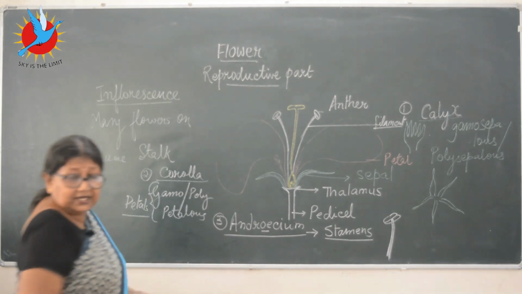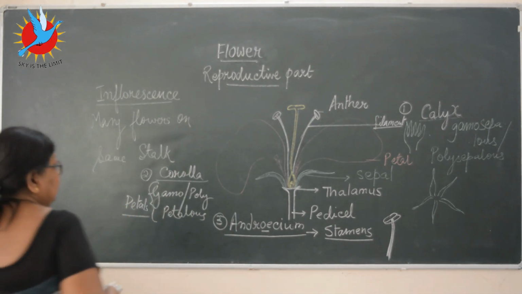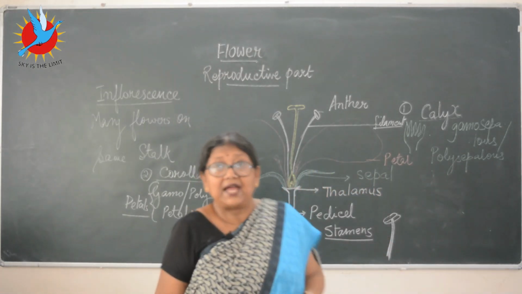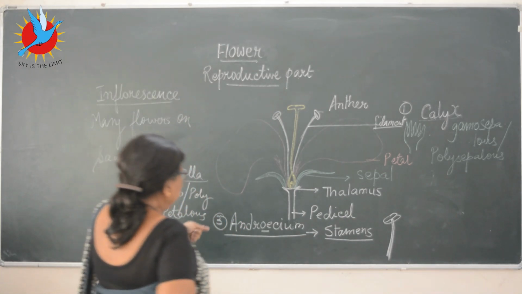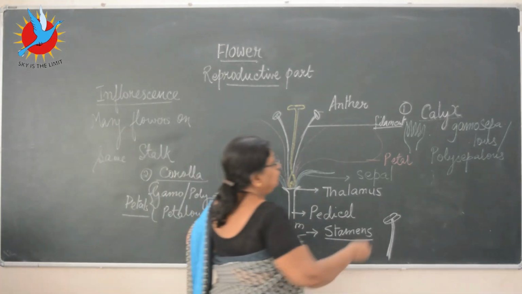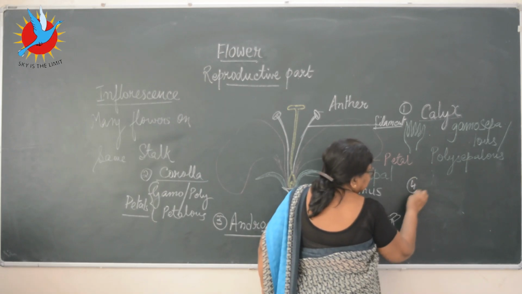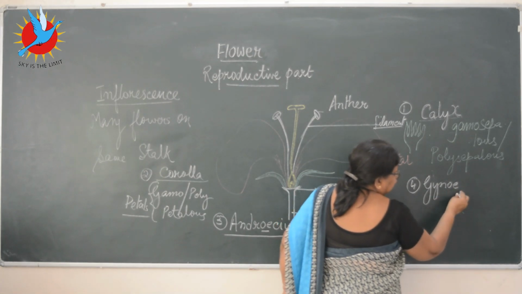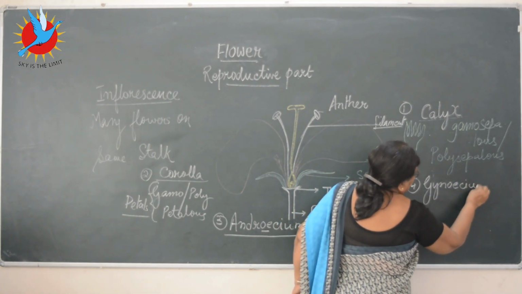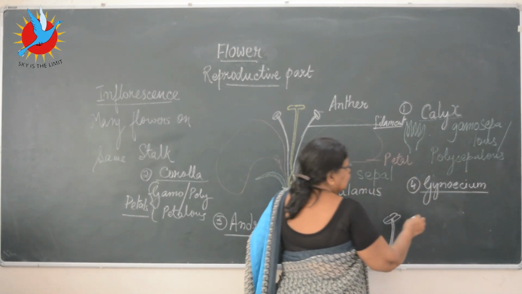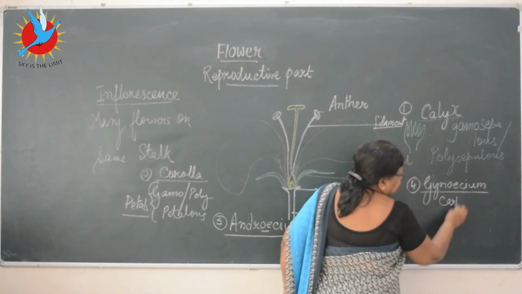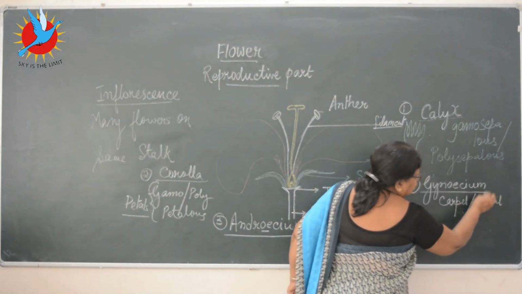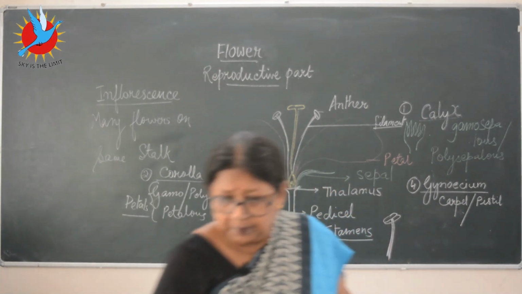The innermost whorl is called gynoecium. This is called the gynoecium. The third whorl, the male whorl, is called androecium, and the fourth or innermost whorl is called, again spelling carefully, gynoecium. It is made out of either carpel or pistil. It can be one or it can be more than one also. This is the carpel or pistil.